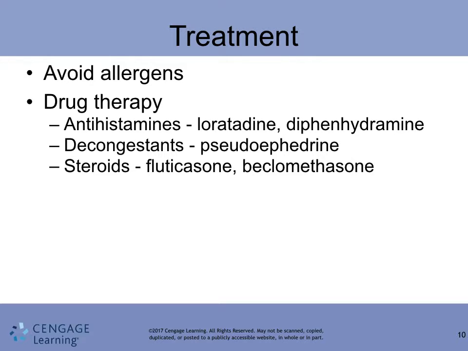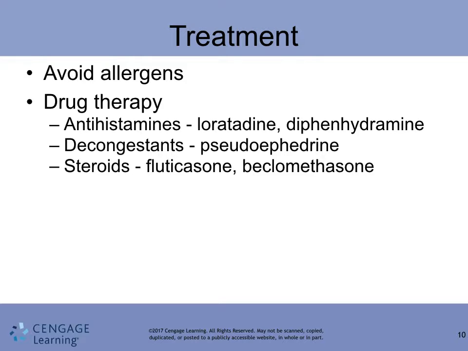Another over-the-counter option, and this has been in the last couple of years, is steroids, specifically nasal steroids. You've heard, hopefully, of Flonase. That is called fluticasone, which is the generic name. And there's beclomethasone. These are nasal sprays that have a steroid component to them.